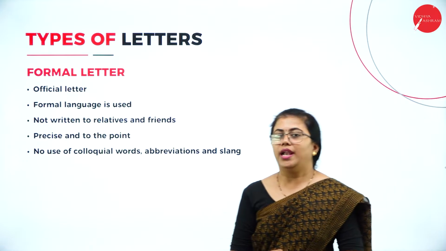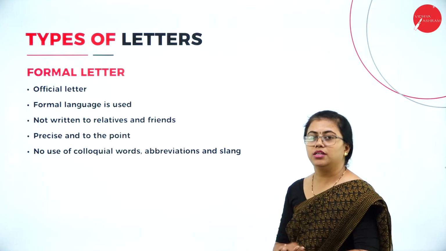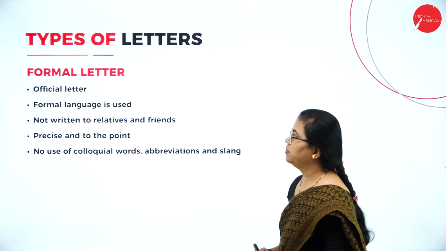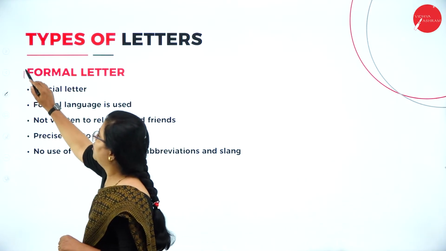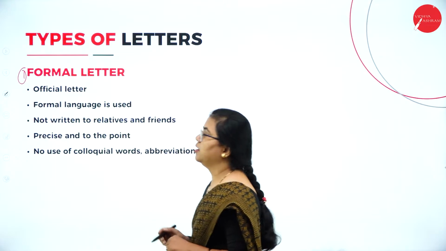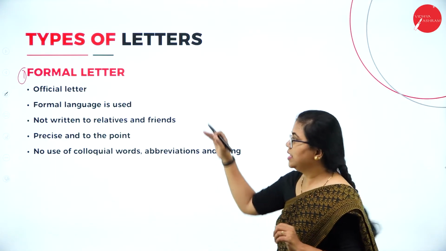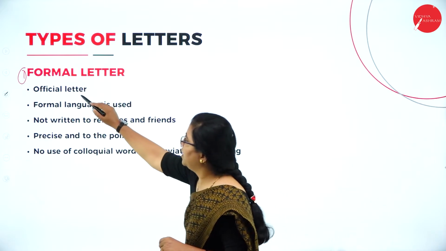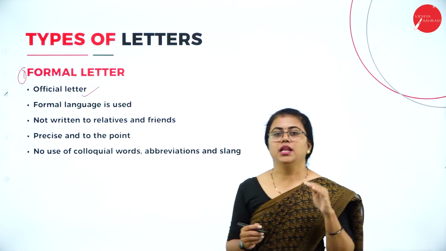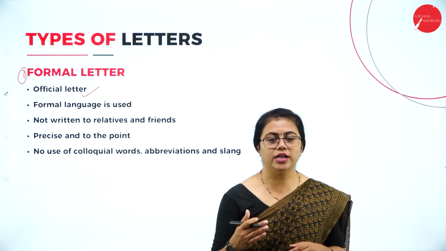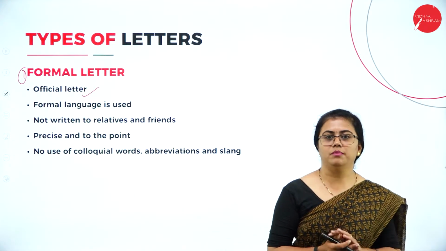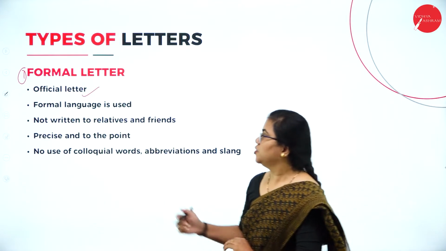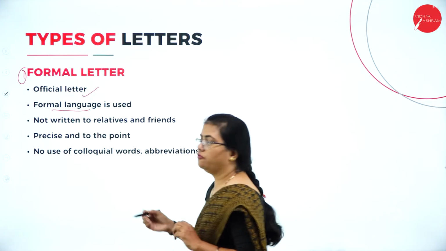Let us begin by understanding the different types of letters. To begin with, we have the formal letter. This is one type of letter writing. Here we have the official letter. These are the letters that come under the formal letter. This is a very official letter. It is written at the official level only. Whenever you are writing to some officers, be it government or private, it is written to some official. So the language that is used will be very formal.